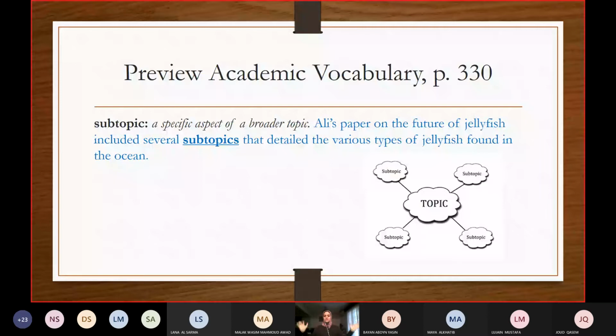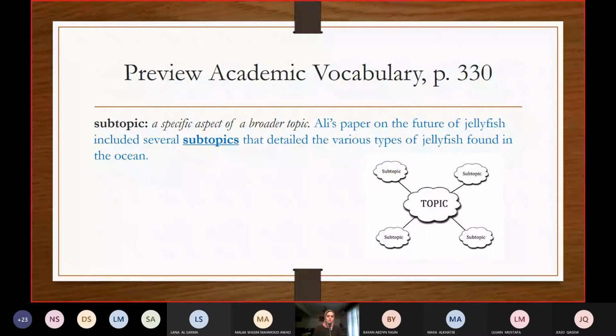So the broad topic is the internet. A subtopic is a smaller part of the broad topic. So one is social media, another subtopic is search engines, a third subtopic is data analysis. So these are subtopics, smaller topics taken from the broader topic. So Ali's paper on the future of jellyfish included several subtopics that detailed the various types of jellyfish found in the ocean.